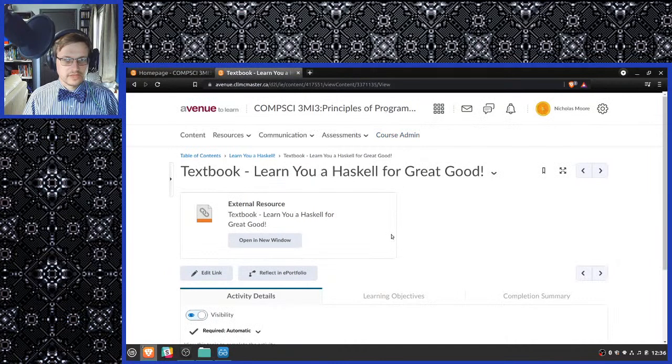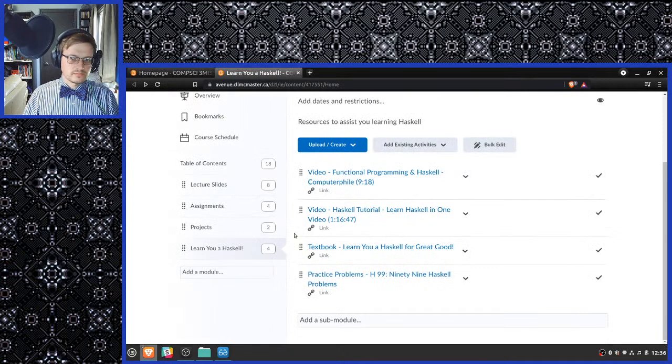Learn You a Haskell for Great Good. It's definitely the best textbook on Haskell. I wouldn't even call it a textbook. But yeah, and if you want to buy it outright, it's not that expensive either. That's how I learned Haskell, so that's how I'm transferring the knowledge to you.